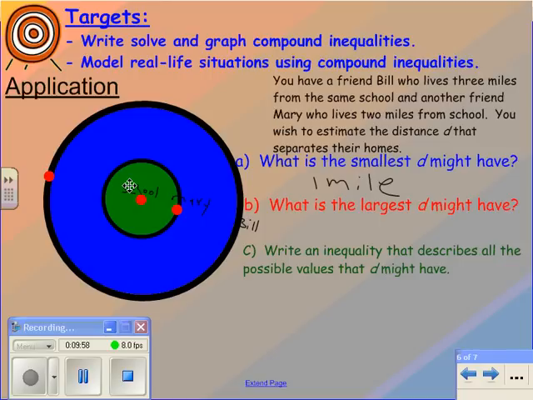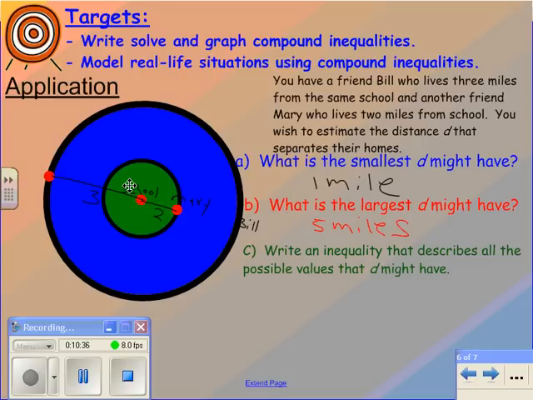Okay, so again, we want to figure out the longest distance from Mary's house to Bill's house. To do that, I have to cover the 2 miles here back to the school, and then I have to cover the 3 miles to Bill's house. So that's going to give me a total of 5 miles. So now I have part A answered: what is the smallest distance we might have? Then I have part B answered: what is the largest distance we might have?